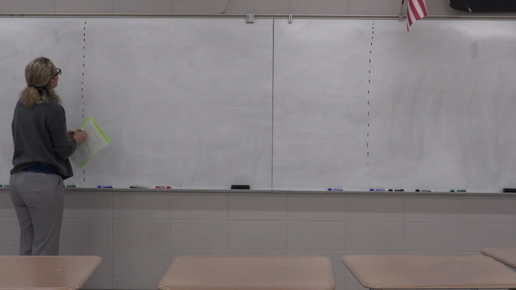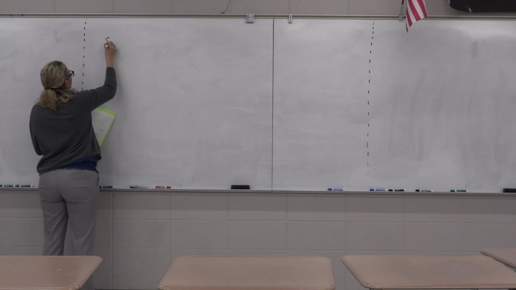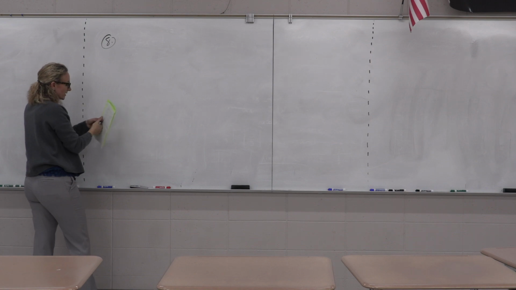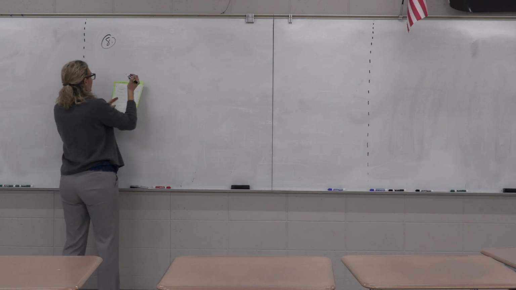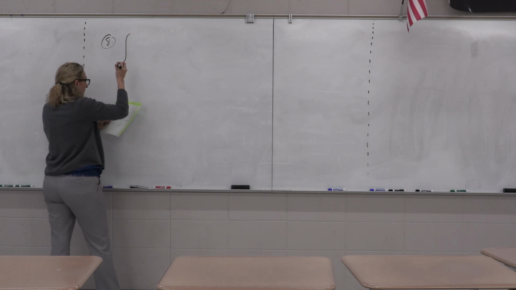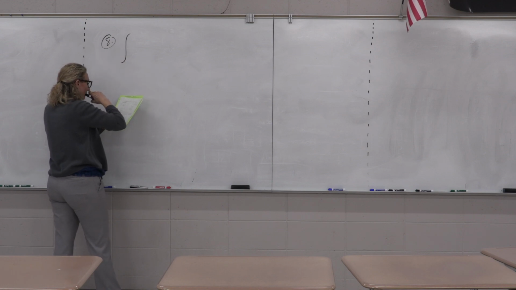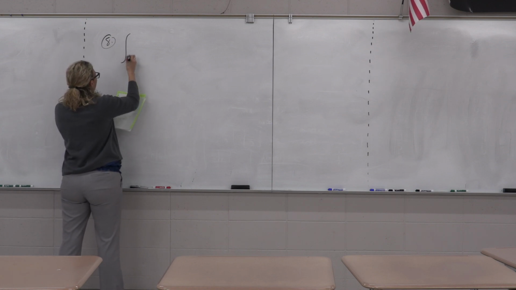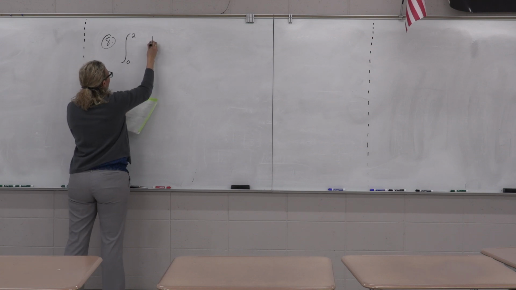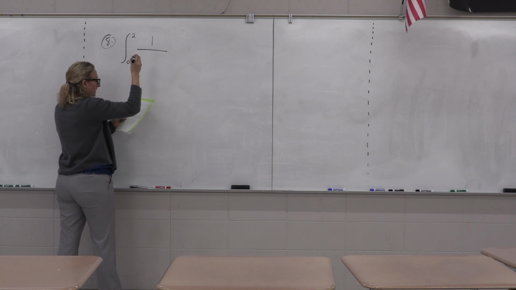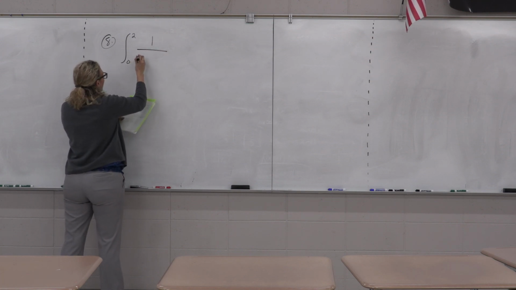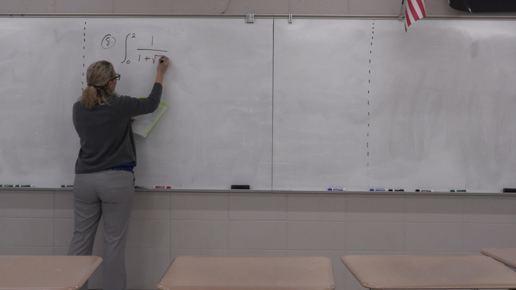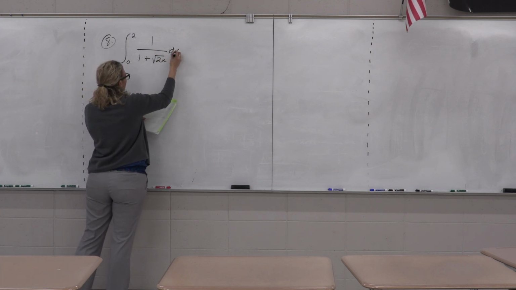I don't know what number I'm on. I'm going to say 8, don't know. 8, because I'm not following my sheet anymore because I added some problems and subtracted some because I like them better. So let's do the definite integral from 0 to 2 of 1 divided by 1 plus the square root of 2x dx.